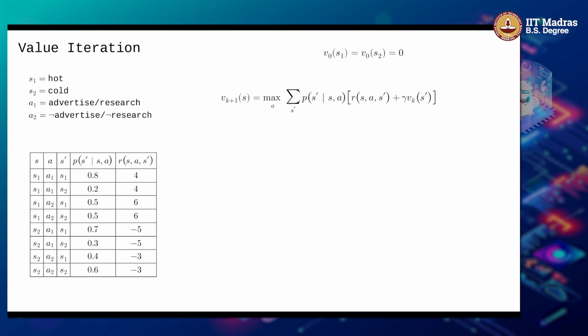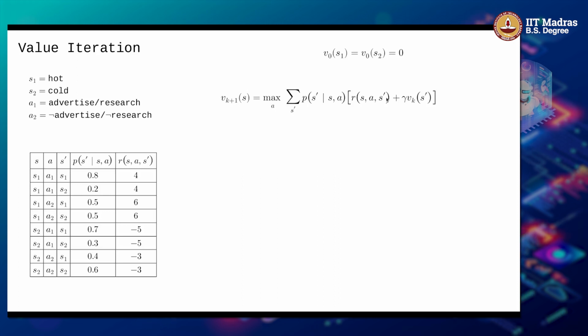What is the first step? We initialize the values to 0. We could initialize to any arbitrary value, but what we'll do is initialize V of S1 and S2 to 0. V naught, or V subscript 0, is nothing but time step 0, right? And this is the update rule, Vk plus 1 of S in terms of Vk.